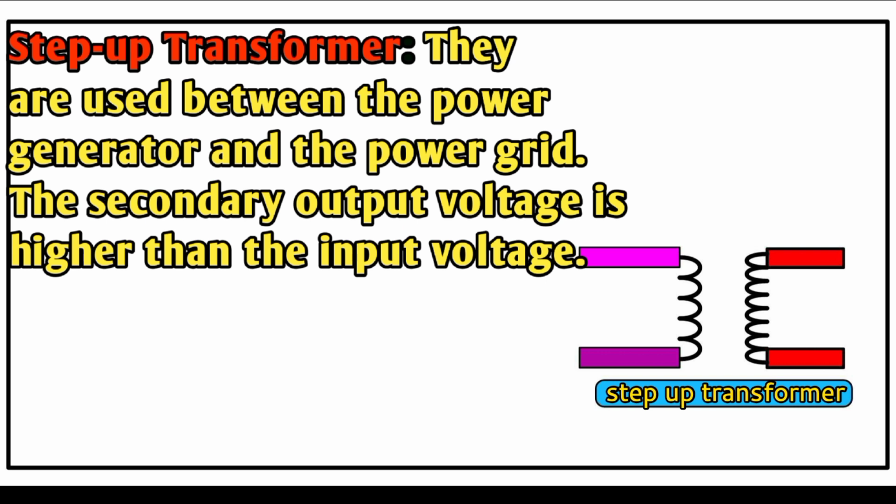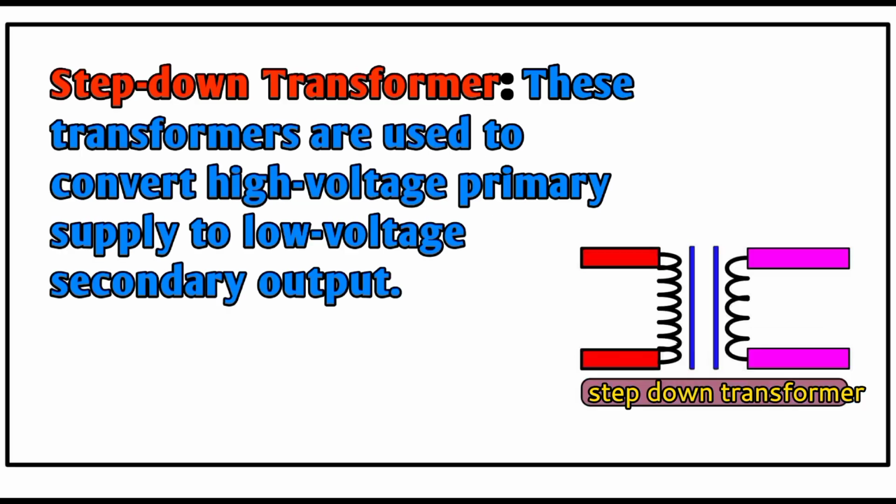Step up transformer. They are used between the power generator and the power grid. The secondary output voltage is higher than the input voltage. Step down transformer. These transformers are used to convert a higher voltage primary supply to a lower voltage secondary output.